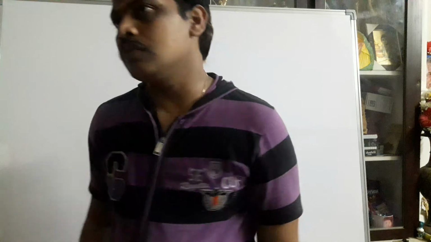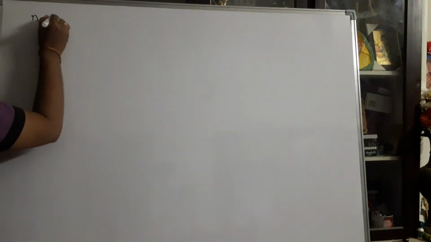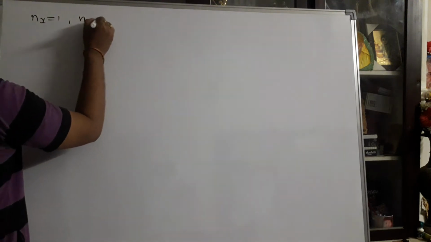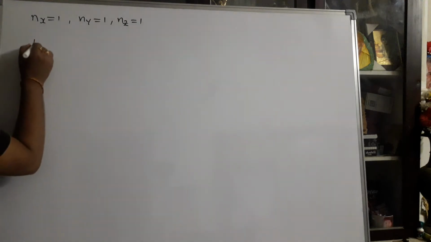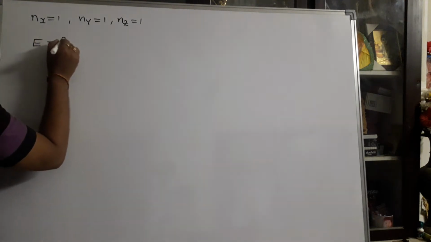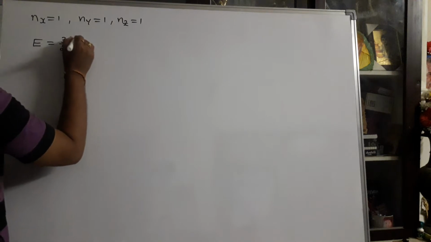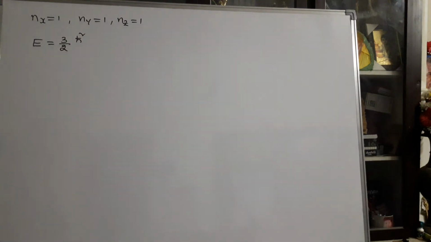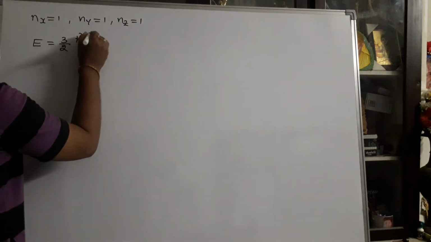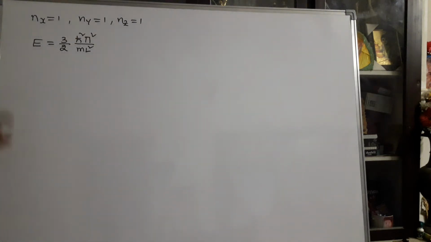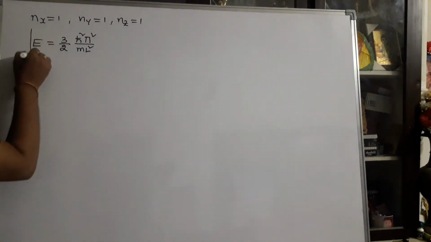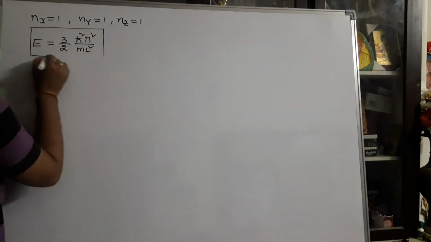So, according to the ground state, we take nx equal to 1, ny equal to 1, nz equal to 1. Based on that, the ground state energy can be obtained as 3/2 ħ²π²/mL². This is the ground state energy level value.